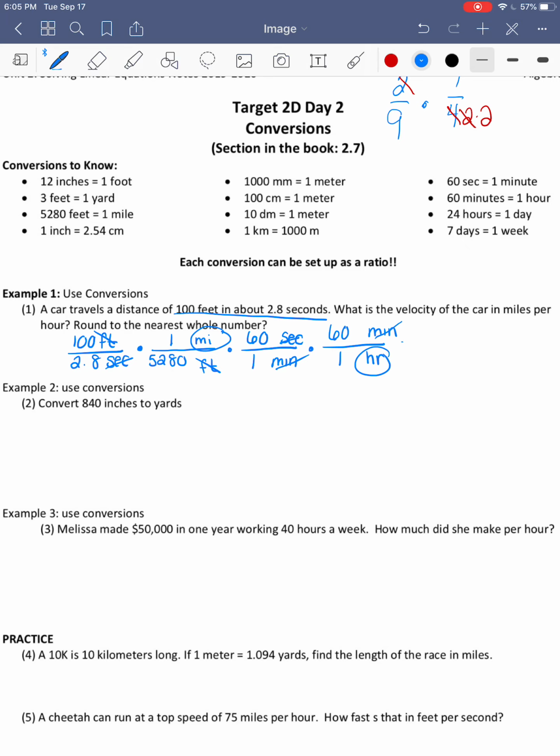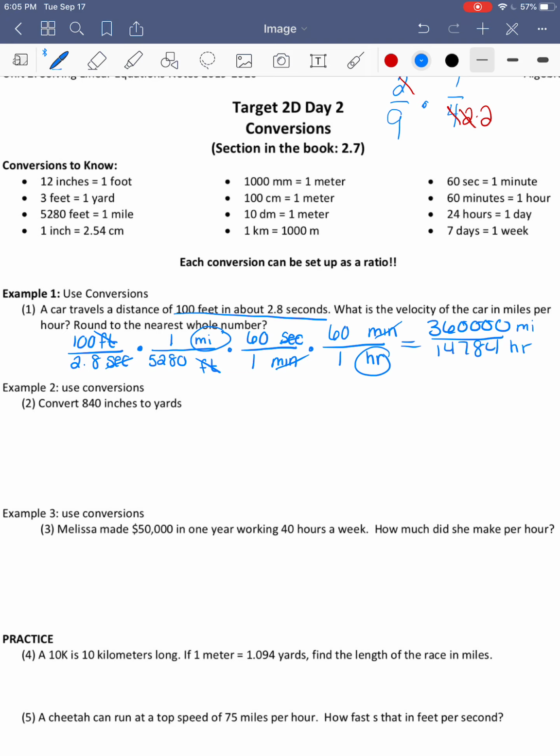Now that I've canceled out the minutes, I have hours and I've got miles, so I'm good to go. I can multiply all of my numerators, and that's going to give me 360,000. Then I'll multiply all my denominators, and that's going to give me 14,784. But that's miles over 14,784 hours, and I want it per 1 hour.